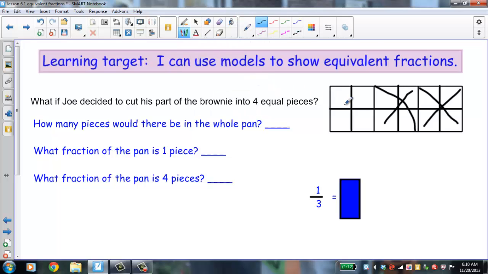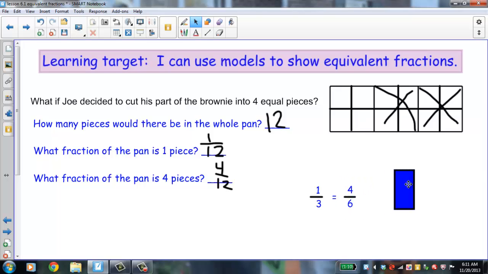How many pieces would there be in the whole pan? There would be 1, 2, 3, 4, 5, 6, 7, 8, 9, 10, 11, 12. There would be 12 pieces. What fraction of the pan is 1 piece? So 1 piece would be 1 out of 12, or 1/12. 4 pieces would be 4 out of 12, or 4/12. So if you look back up here at the original piece, that was 1 out of 3, and we changed it to 4 out of 12. We didn't add any brownies, we didn't take any away. All we did was divide it. So 1/3 is equivalent to, that says 4/6, but it should say 4/12.